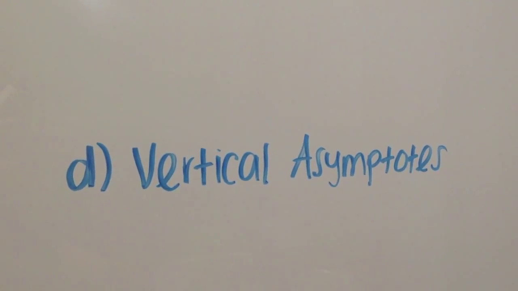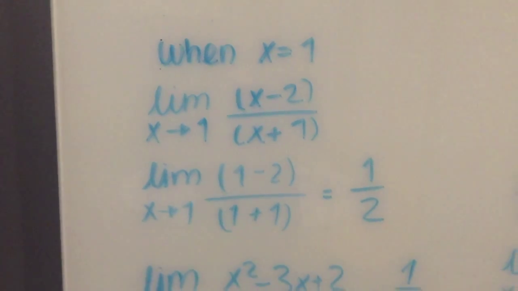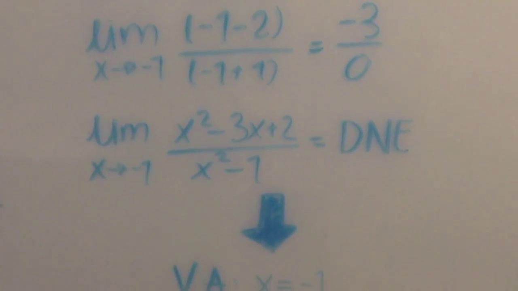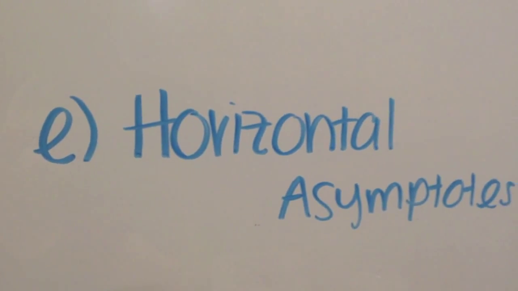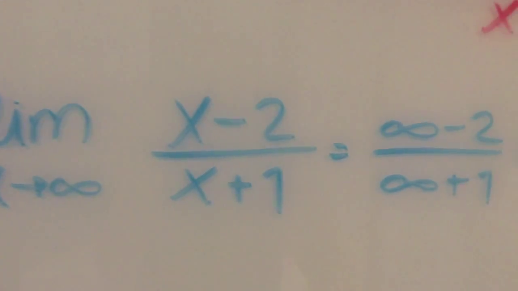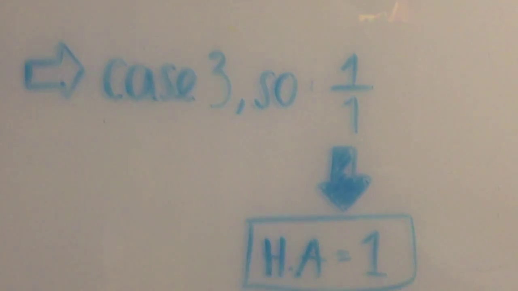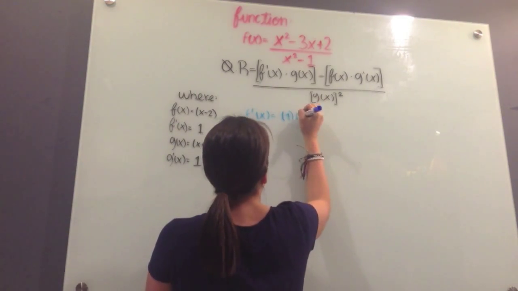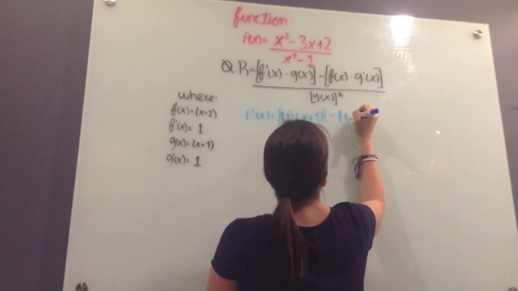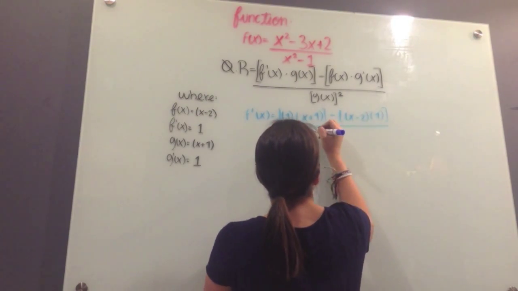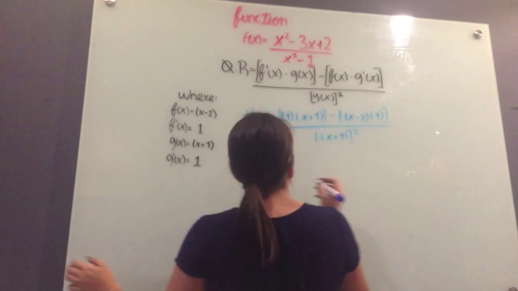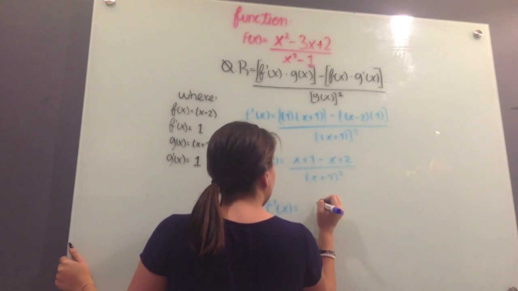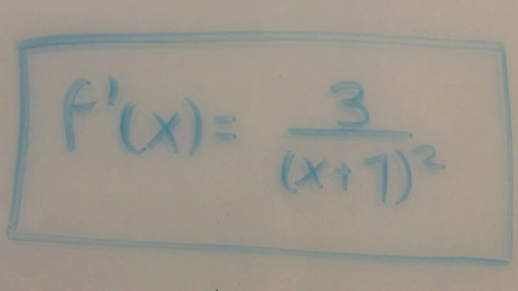To get the vertical asymptotes, it's needed to take the limit as x approaches 1 and -1. And in order to get the horizontal asymptotes, it's the limit as x approaches infinity. For getting the first derivative, it's needed to use the quotient rule, and we got that the derivative is 3 over (x plus 1) squared.